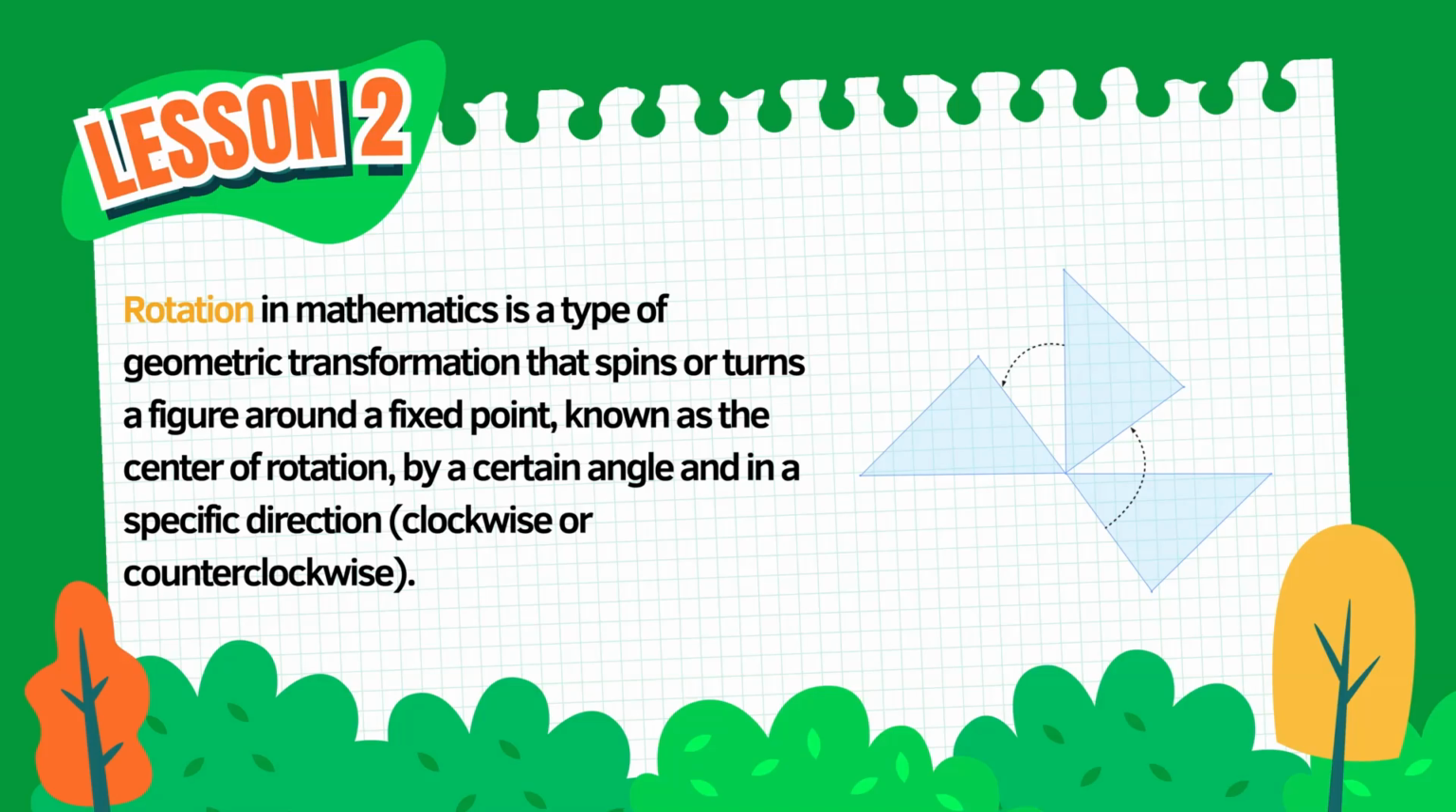2. Angle of rotation. The angle of rotation tells us how far the figure turns around the center of rotation. It's measured in degrees, just like how we measure angles in a circle. Let's break it down into common examples. A 90 degrees rotation is a quarter turn. Imagine turning a book so it's standing on its side, that's 90 degrees.